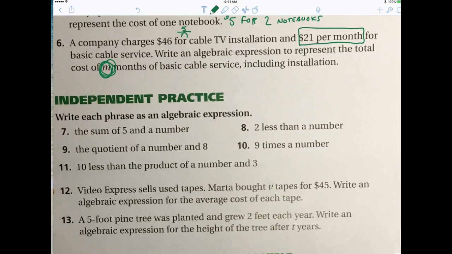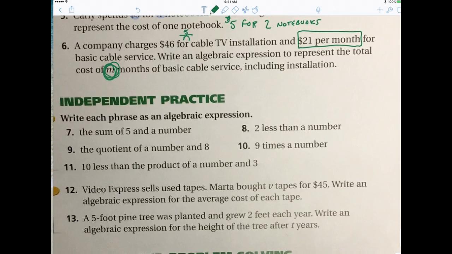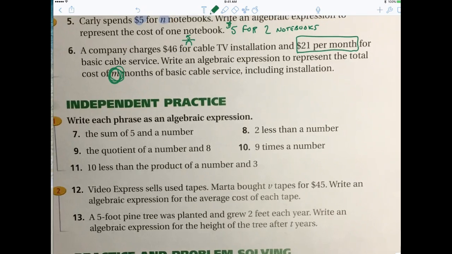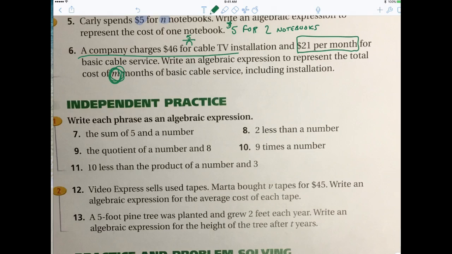Now, what if I said this, guys? Keep thinking. What if I said I am only going to need cable for 3 months? How would I figure out what the total bill is going to be for the 3 months? What would I do? Then what? A company charges $46 for the installation, then plus. So he did 21 times 3 plus 46.